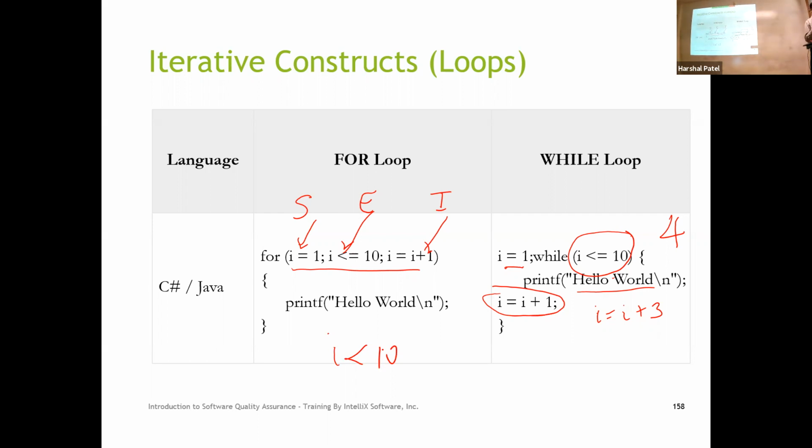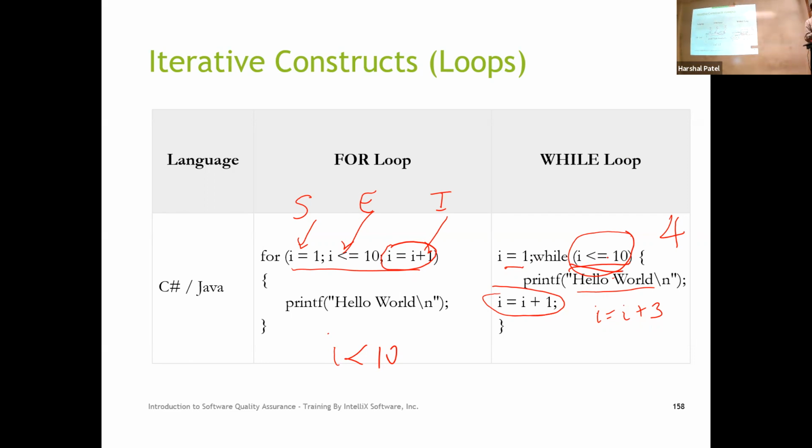Right. So a lot of times, in a certain language, you don't have to put an increment. It'll automatically increment by 1. Okay. But in this case, in a while loop, you have to put the condition. Some factor has to influence that value.